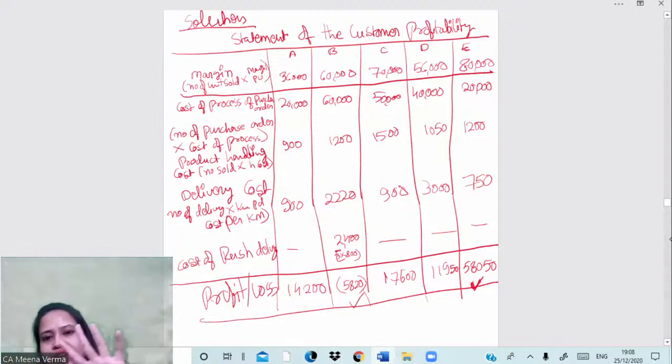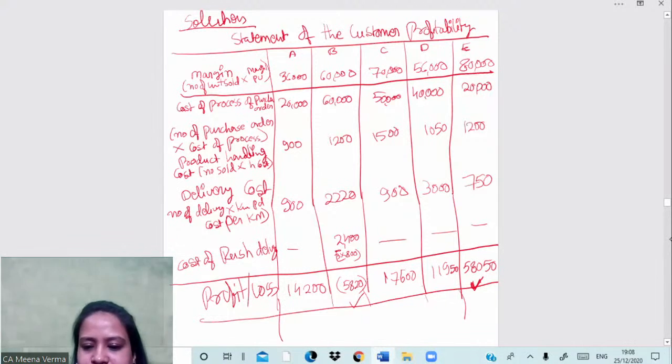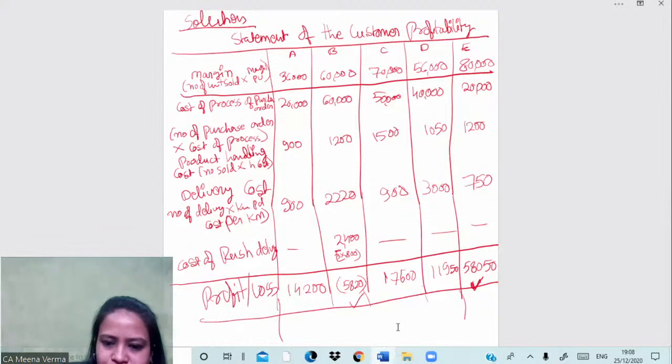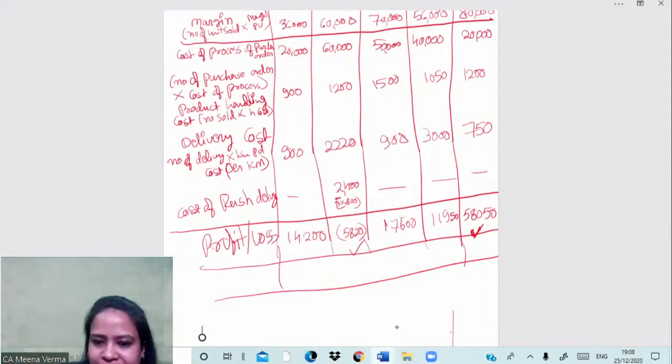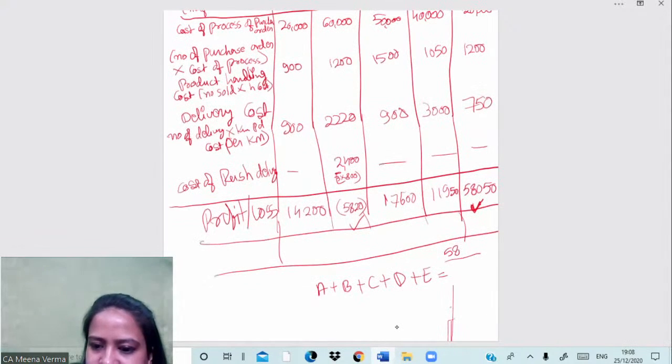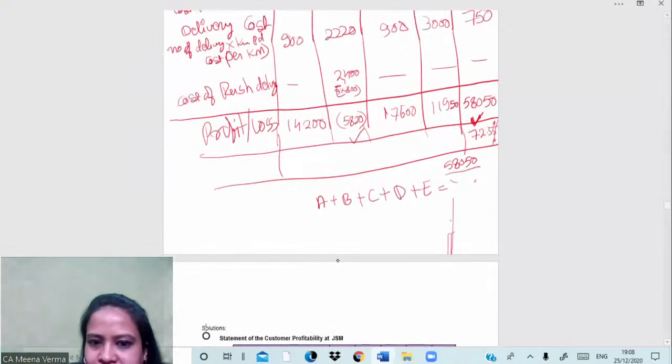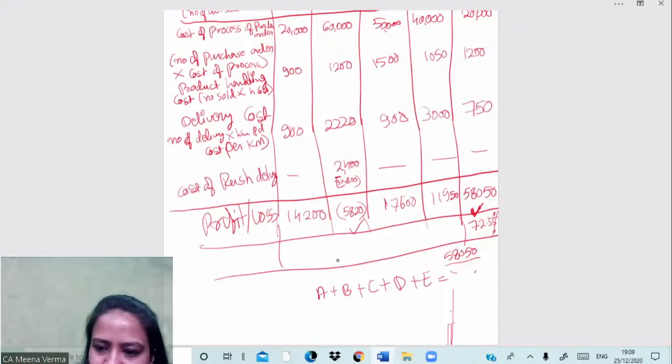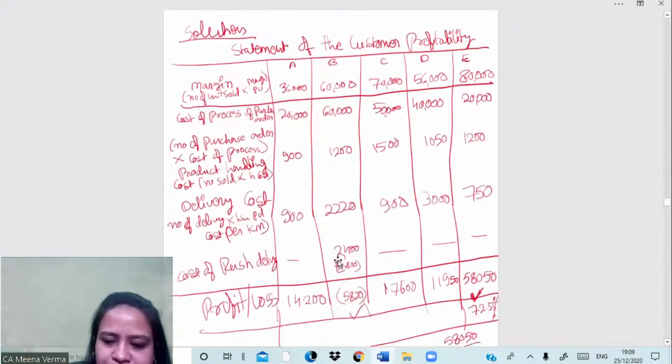So first try to find out, out of 100, what is the profitability? The percentage of profitability out of the total. Add these values. I'm adding A plus B plus C plus D plus E, whatever is the profit, add them. Then divide 58,050 by the total profit. You will get the percentage here, 72.55%. Calculate it. Okay, add the total profit, divide it with this, and you will get the profit percentage at this place. Out of the total, what is the percentage of profit from this customer E.